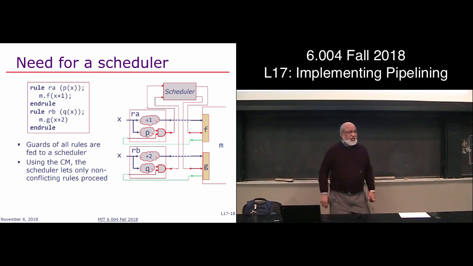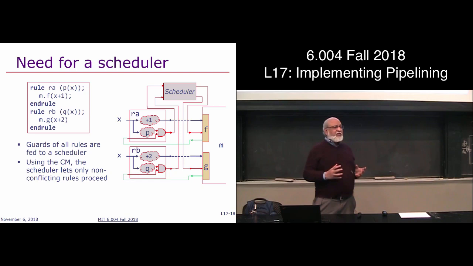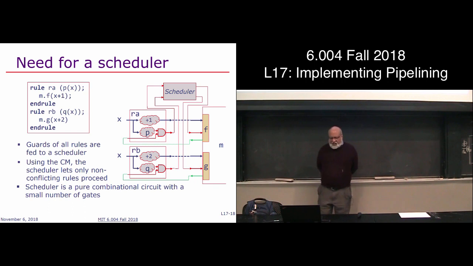In other words, the only thing in this whole design that depends on the conflict properties of various modules is the scheduler, which is also produced by the compiler. You don't write it. The compiler is producing the scheduler for you. So if they're conflicting, it will make sure only one of them goes. If they are conflict free, it will let both of them go. So that's the idea behind the scheduler.